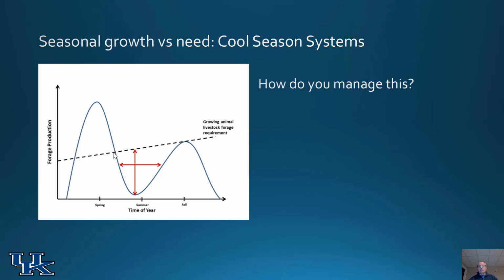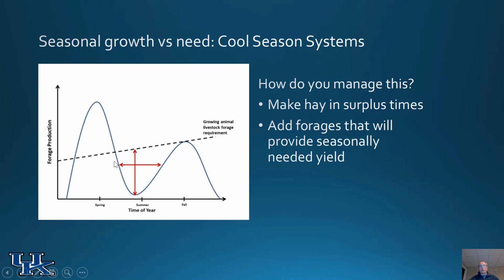So how are we going to manage this seasonal supply of pasture? It's part of our pasture management scheme. Of course, you make hay in the surplus times, and the surplus time by and large is spring and early summer. Now, we will address this in further lectures, but spring and early summer is quite rainy in Kentucky, and we need the rain. We are a rain-fed area. We don't irrigate many pastures, so this yield can be hard to capture in a quality package because of rain damage. And of course, we want to add forages that will provide seasonally needed yield, which may be here in the summer or in the late fall and early winter or early spring.